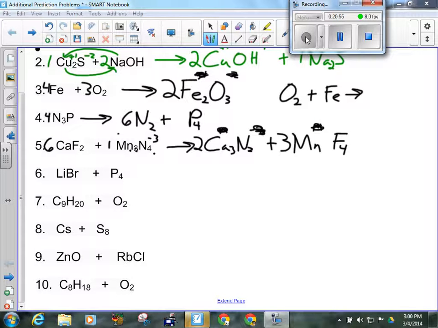For number 6, ionic compound reacting with a single element. Reaction type is single replacement. In a single replacement, the element by itself needs to replace the thing in the ionic compound that is like it. Phosphorus is a non-metal. Which one of these two things, lithium or bromine, is the non-metal? Bromine. So that means bromine's going to be out by itself. Lithium will be with phosphorus. Now we've paired everything up.